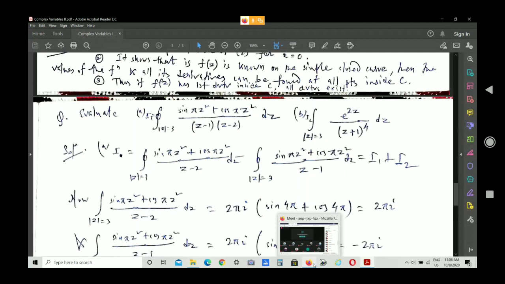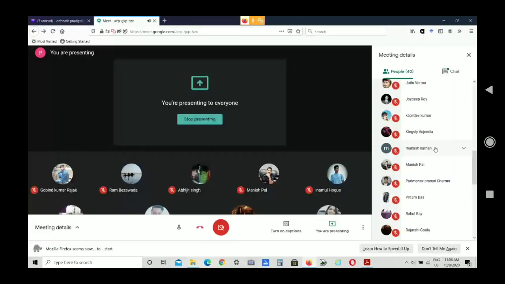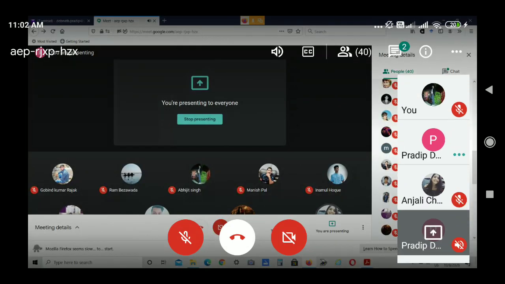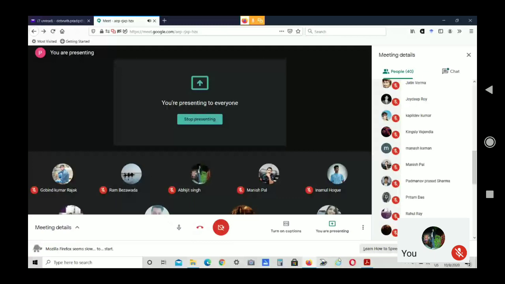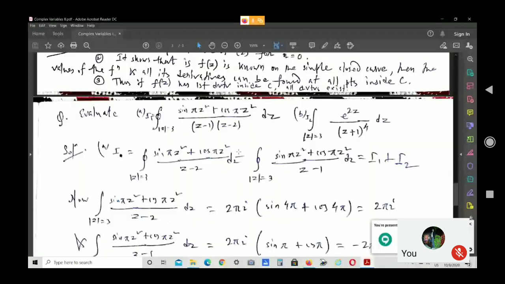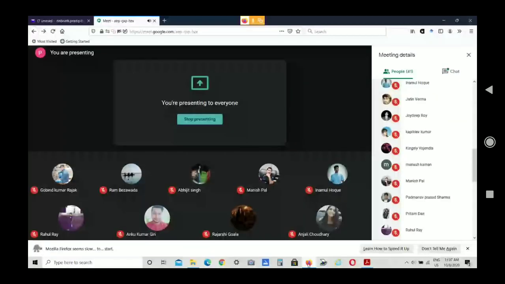Inside the curve, because the radius is 3 and we can easily see that z equal to 1 is inside, z equal to 2 is also inside this curve. So can we apply this theorem here? If this theorem is applicable, then the result will be 0. Can we apply this theorem for this function? No, sir.